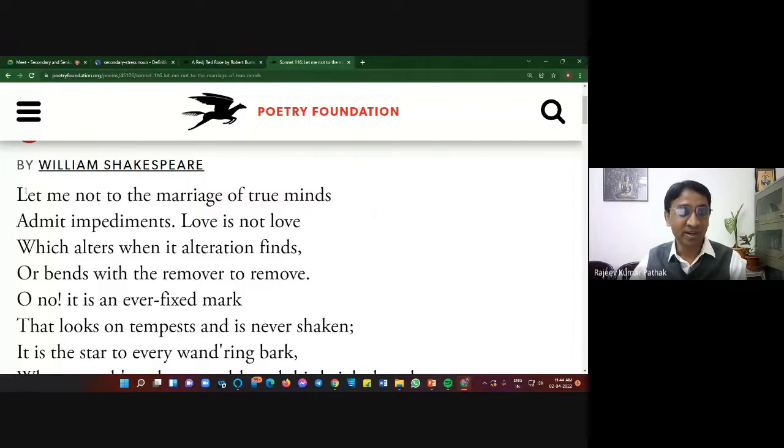When we read here, 'let' has less stress, 'me' has more stress. Let me. 'Not' has less stress, 'to' has more stress. Not to. 'The' has less stress, 'mar' has more stress. So unaccented, accented. 'Res' has less stress, 'of' has more stress. 'True' has less stress, 'minds' has more stress.